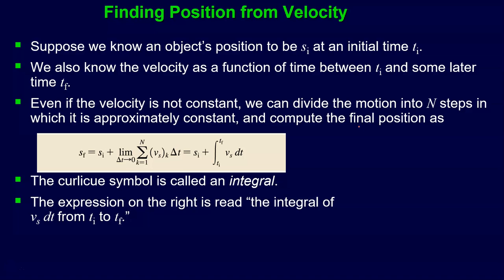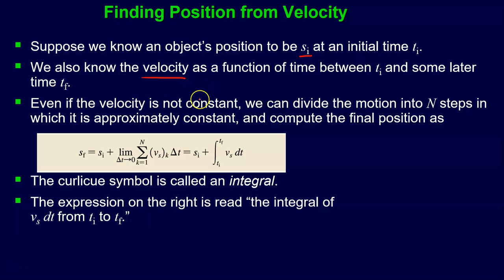And then by that same token, we just saw how you can find velocity from position. Well, you can also find position from velocity. Suppose we know an object's position to be, again using this dummy variable s1, which could stand for x or y at some initial time, t initial. We also know the velocity is a function of time between ti and tf. So we know the velocity.